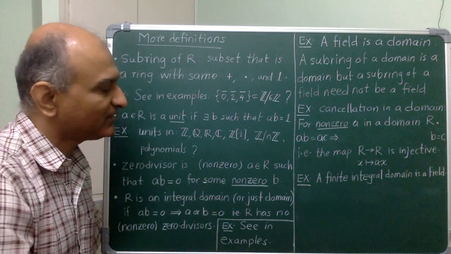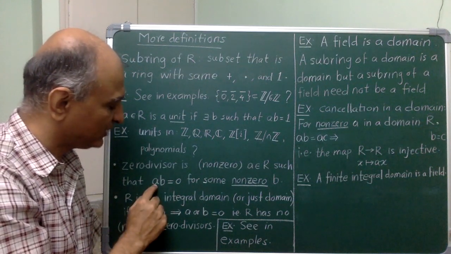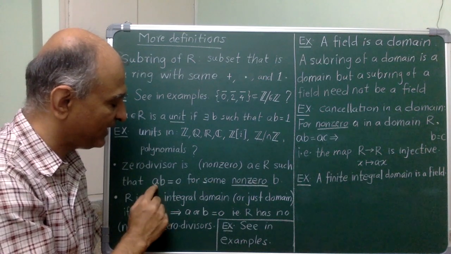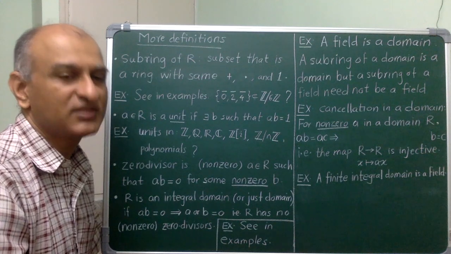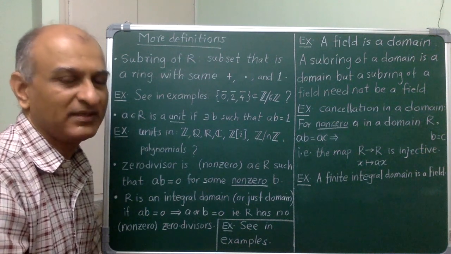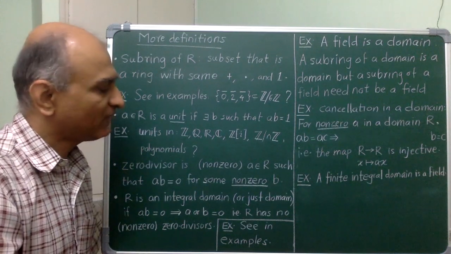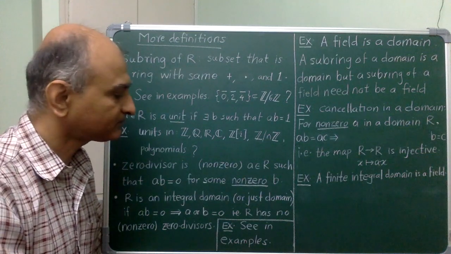is the zero element a zero divisor? Because it is possible to take A to be 0, and then any non-zero element B will satisfy A times B equals 0. So whether to consider 0 a zero divisor or not is a matter of opinion. But for us it's an unimportant issue. So I will tacitly assume that every zero divisor is a non-zero element. Okay.